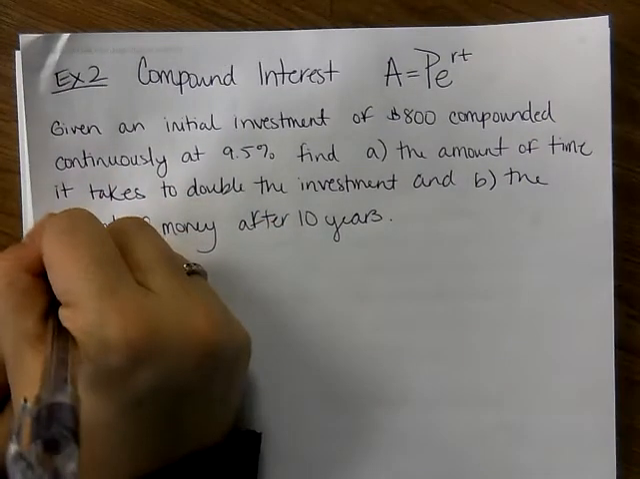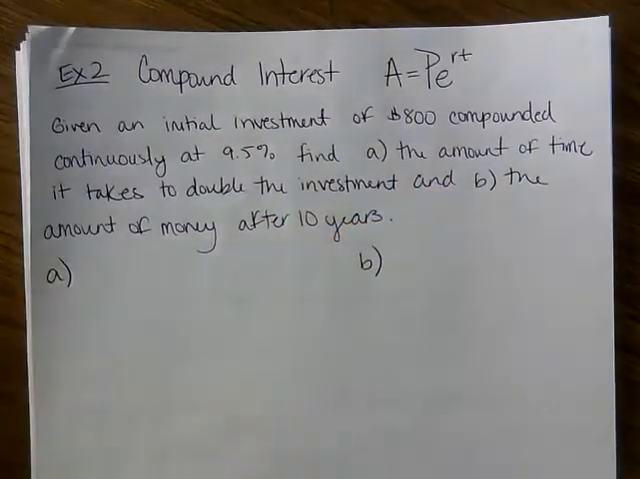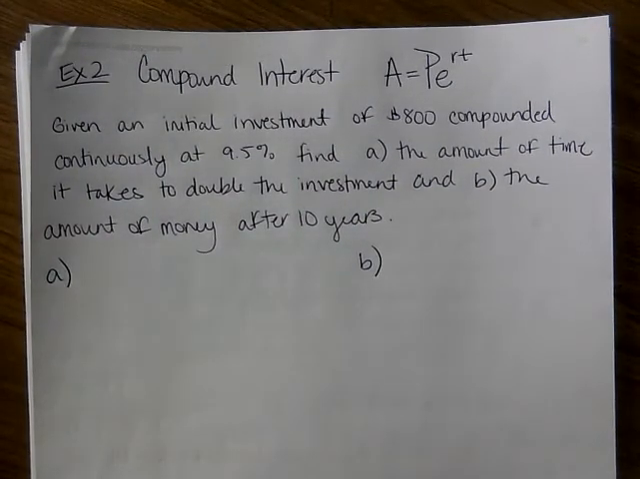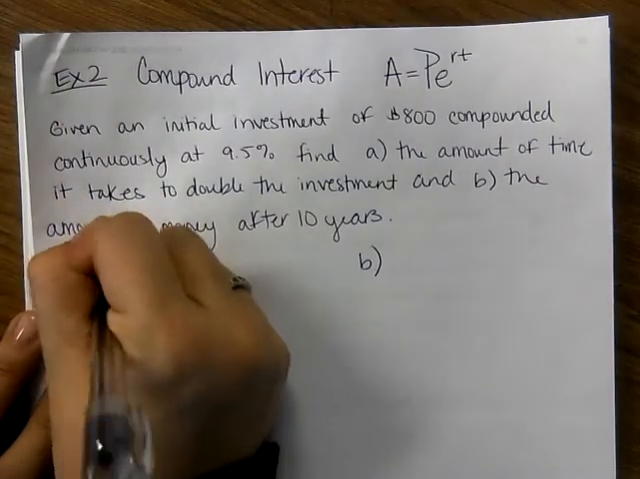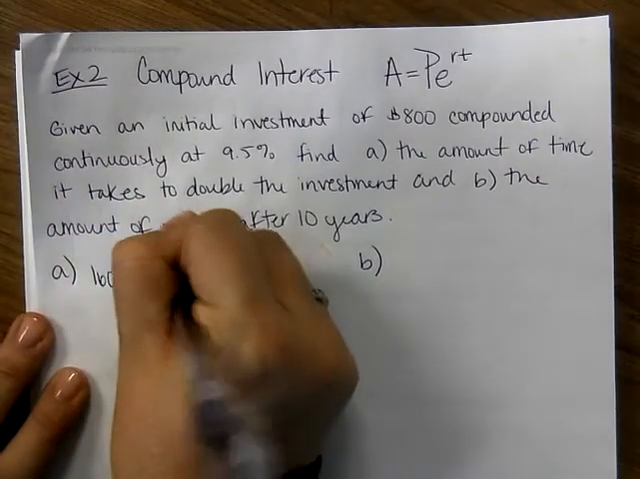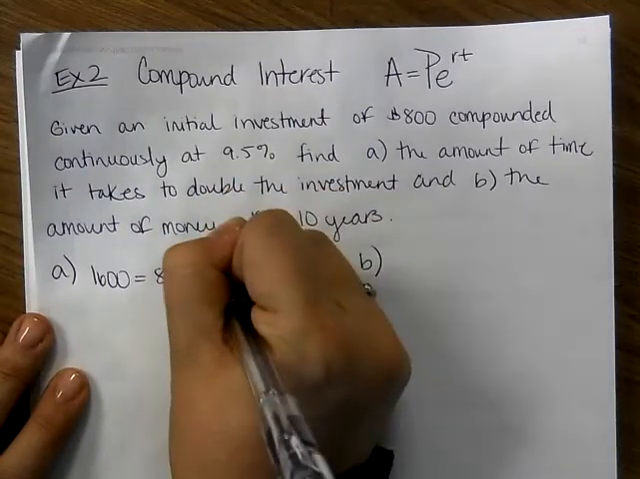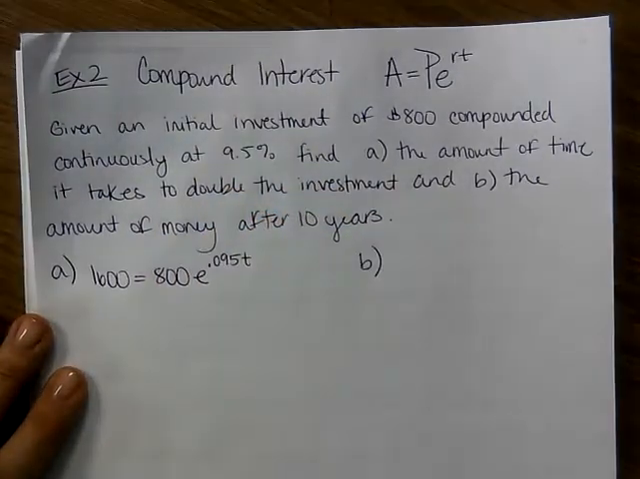Okay, so we really have two things to find here. In that first situation, we're talking about having this initial investment. We know the rate. We don't know the time, but we know we want our money to double. So if I invested $800, then what am I going to get at the end once I double it? $1,600, right? So I know A, I know P, and I know R. I'm looking for T. So I'm going to have 1,600 equals 800 times e to the 0.095 times t, right?